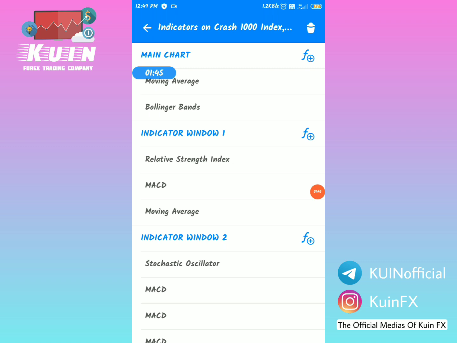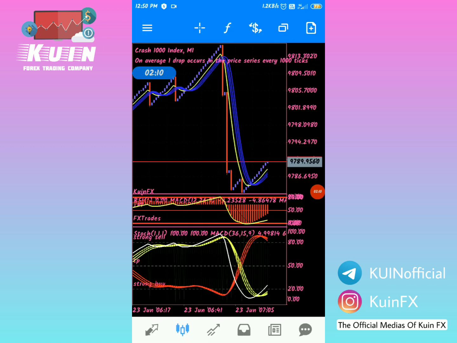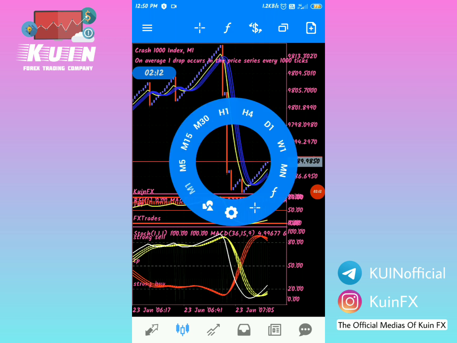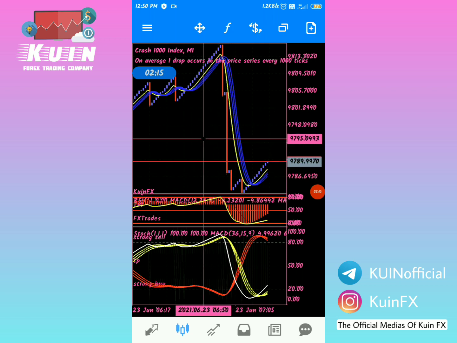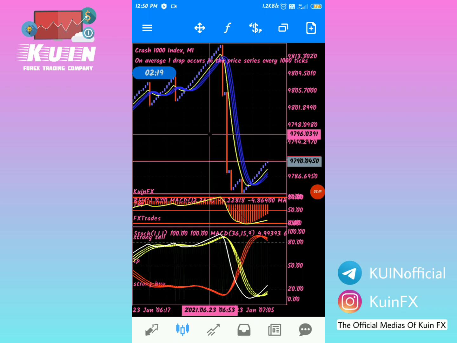Second one is Bollinger Bands. Period is 5, deviation 0.500, shift is 0, apply to previous indicator data. Style 4 pixel, color any color if you want. Okay, after you set this, your main chart looks like this.